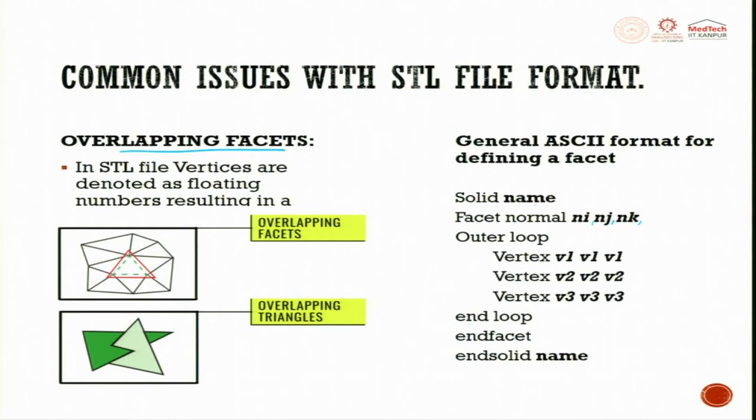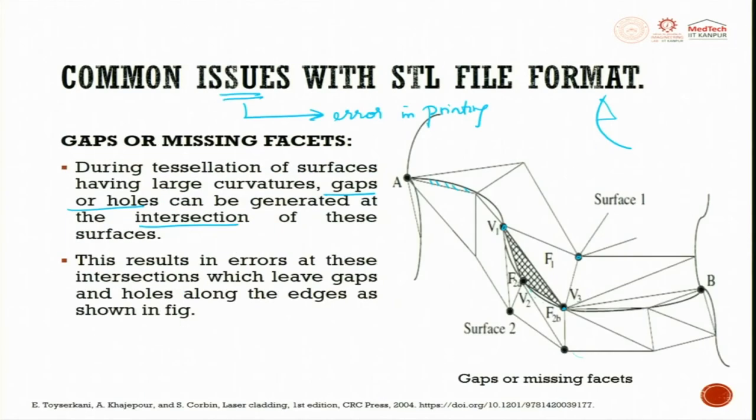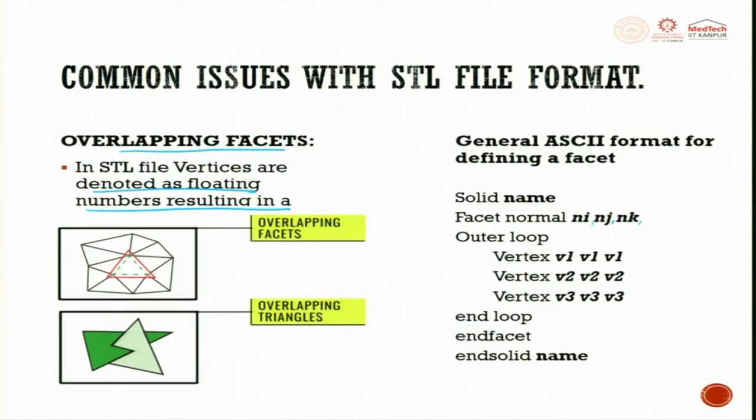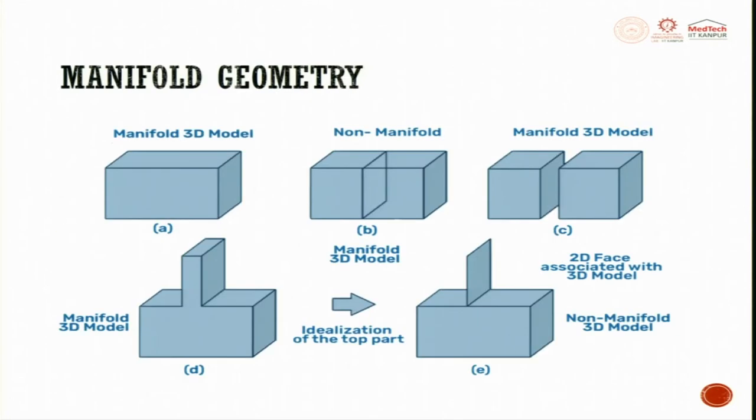So when we have a rounding off, we are denoting a floating number resulting in an overlap of facet, or you can have overlapping of triangles. So there is one facet like this, the other triangular facet is like this. They try to intersect each other, which cannot happen in reality. So, these are overlapping facets. The earlier was degeneration we saw, before that we saw missing gap, and now we see overlapping facets. All these things are problems or issues which are created while creating STL format.